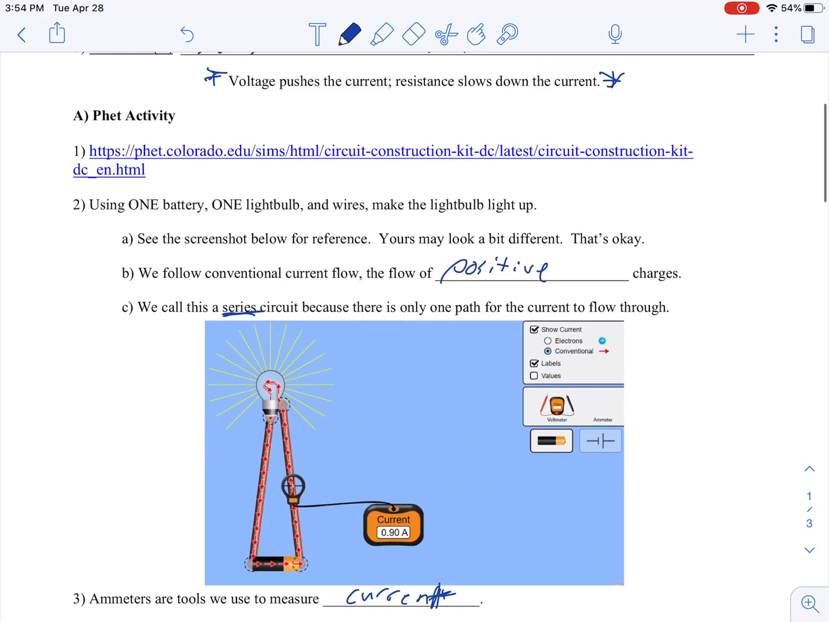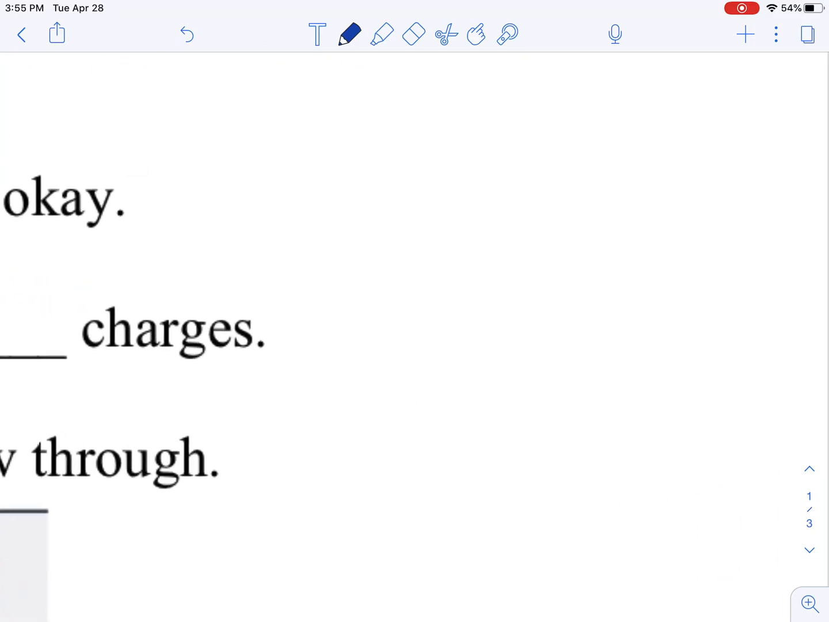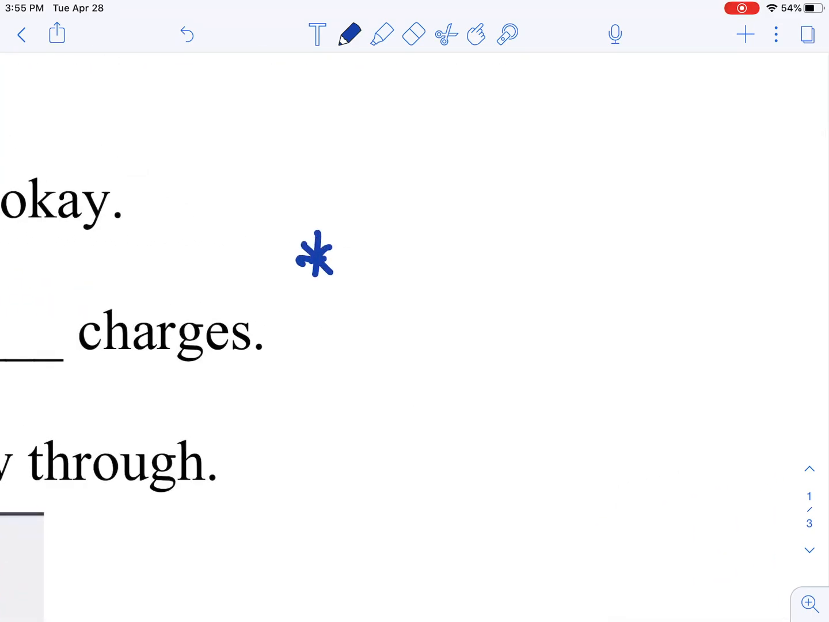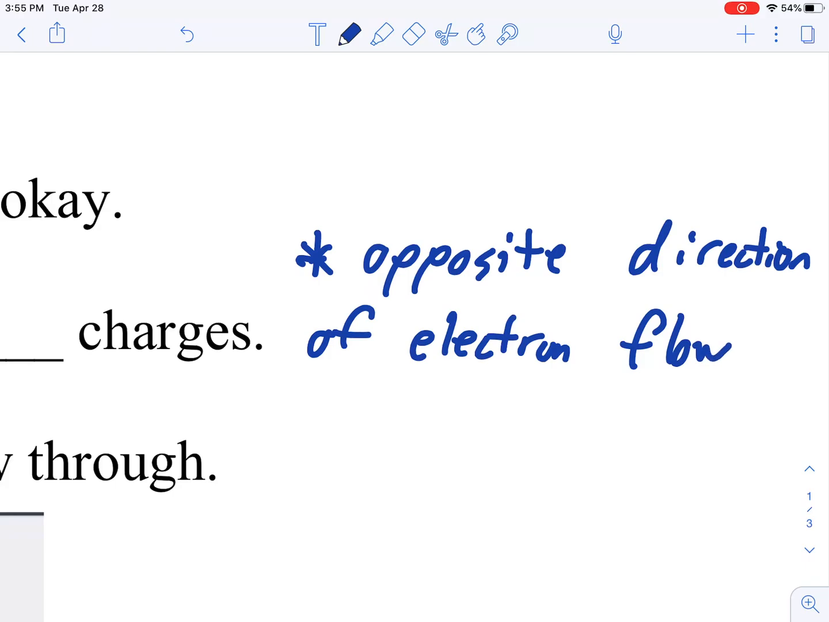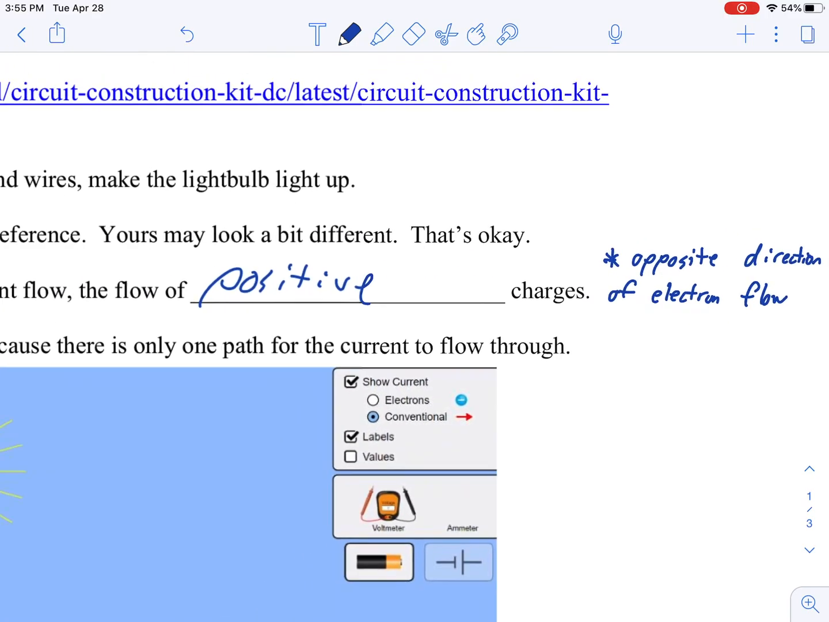So we just threw a lot of things at you. First, conventional current flow is a flow of positive charges. It's just the opposite direction of electron flow. Let's write that down: conventional is opposite direction of electron flow. So if electrons are moving from left to right, the conventional current we're going to use is from right to left.